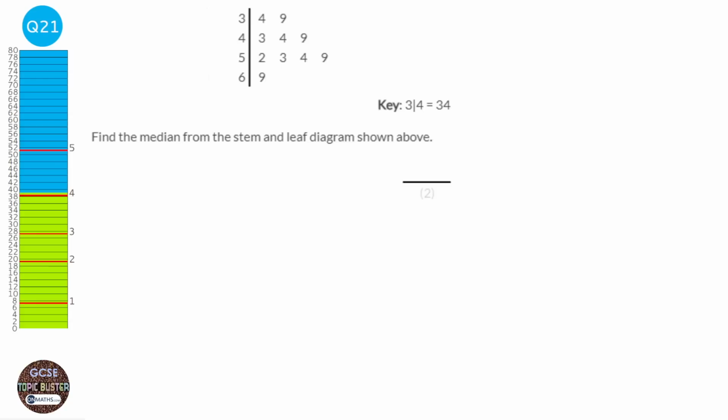Median means middle of an ordered list. Now, when numbers are put in a stem and leaf diagram, it means by default they are in order. So we're going to cross out the smallest and largest number. So the smallest number is the 4 here. Well, actually that represents 34. The largest is this 69 up here. Then cross out the smallest. Well, the next smallest is 39.